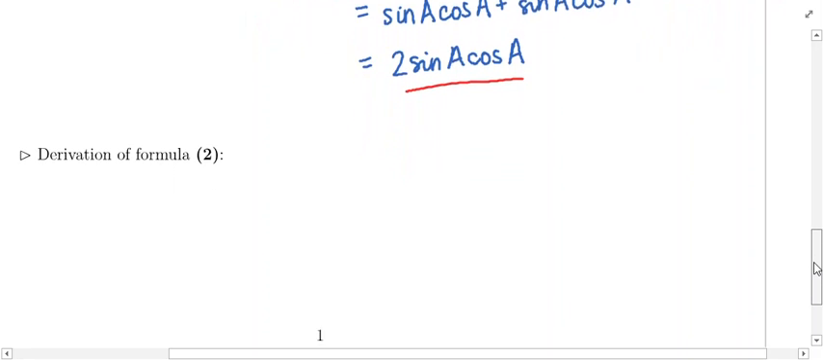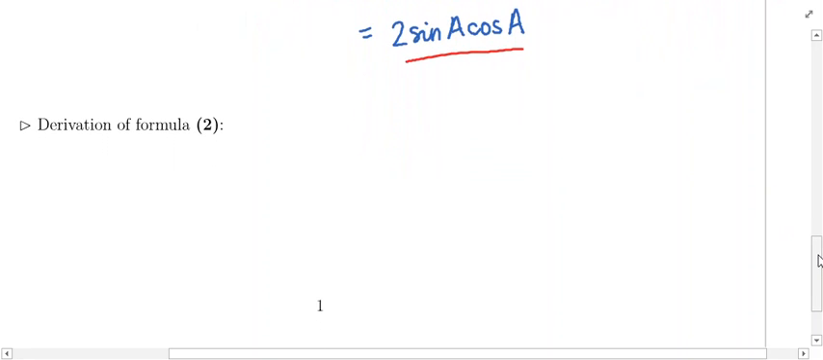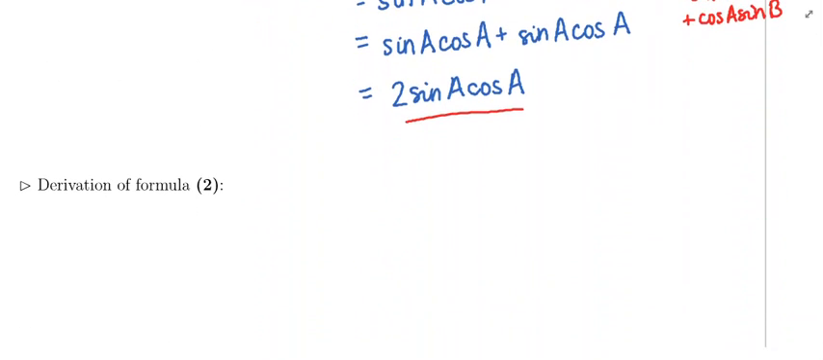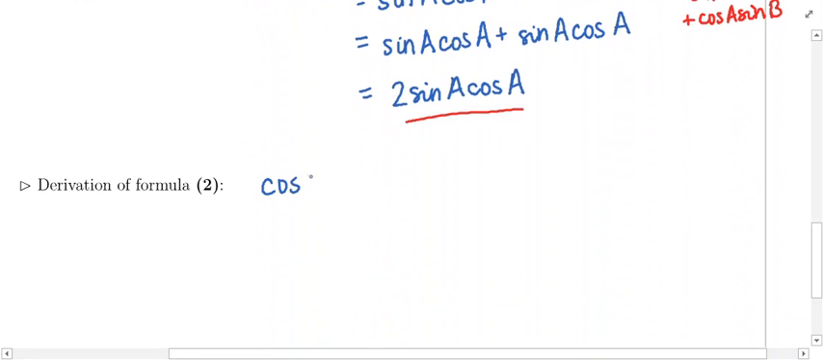So now we're going to move on and derive the second double angle formula, which is the first double angle formula for cosine. We're going to prove that the cosine of 2 times a is equal to the cosine squared of a minus the sine squared of a. To do this, we're going to start off very similarly to the first derivation. If I'm looking to derive the cosine of 2 times a, this is the same thing as the cosine of a plus a. 2a is the same thing as a plus a.